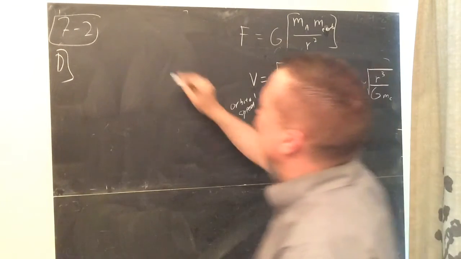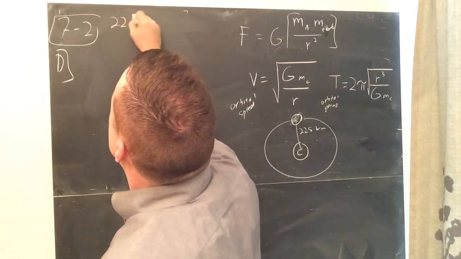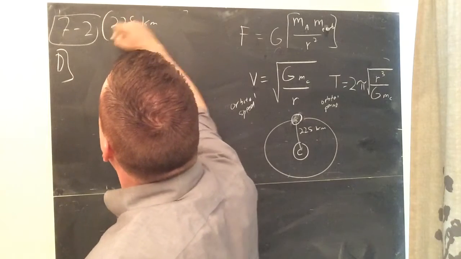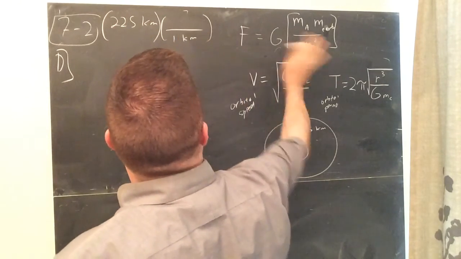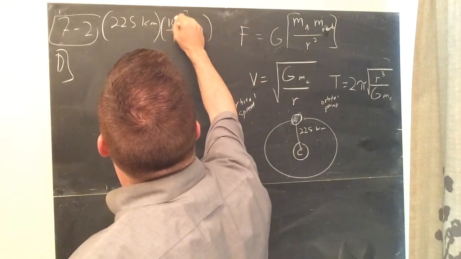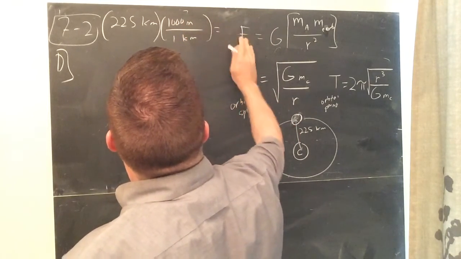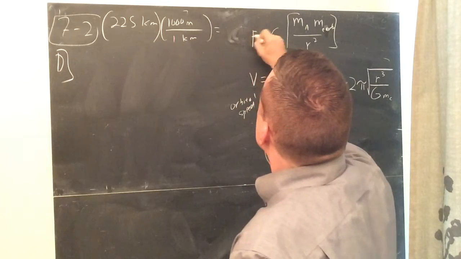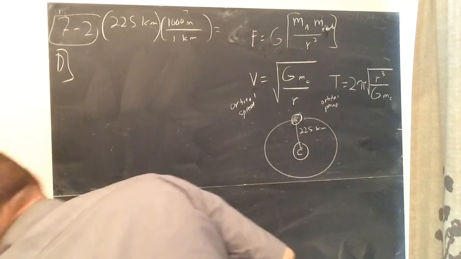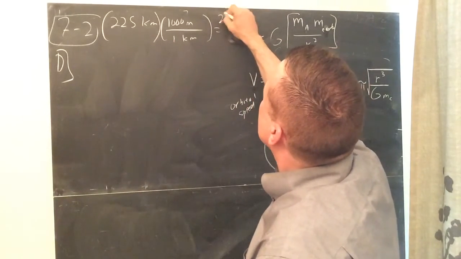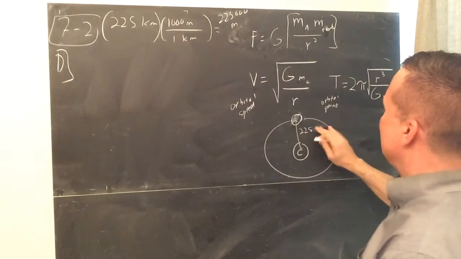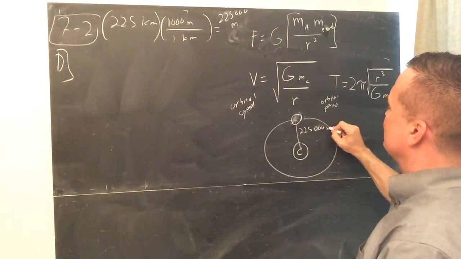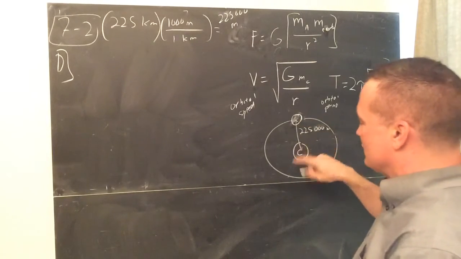Now, first of all, when I see 225 kilometers, I'm going to immediately turn that into meters, because all these equations require meters. So, 225,000 meters above the Earth. 225,000 meters above the Earth is a satellite going around Earth.